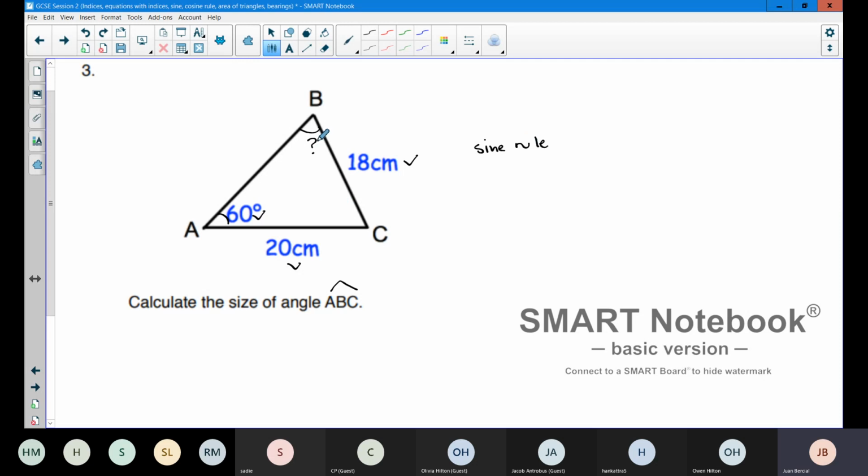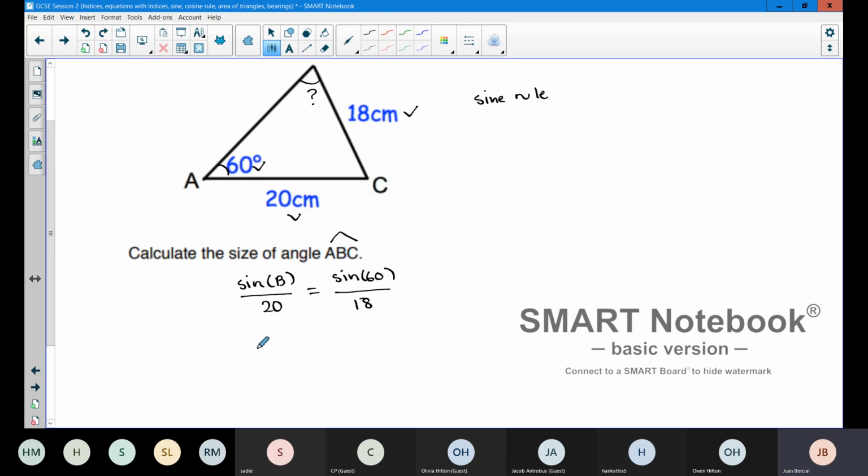And because I want to find the angle, remember that I can write the sine of B divided by 20. So I can write the sine of, because I want the angle, I'll write it up as equal to the sine of 60 divided by 18.